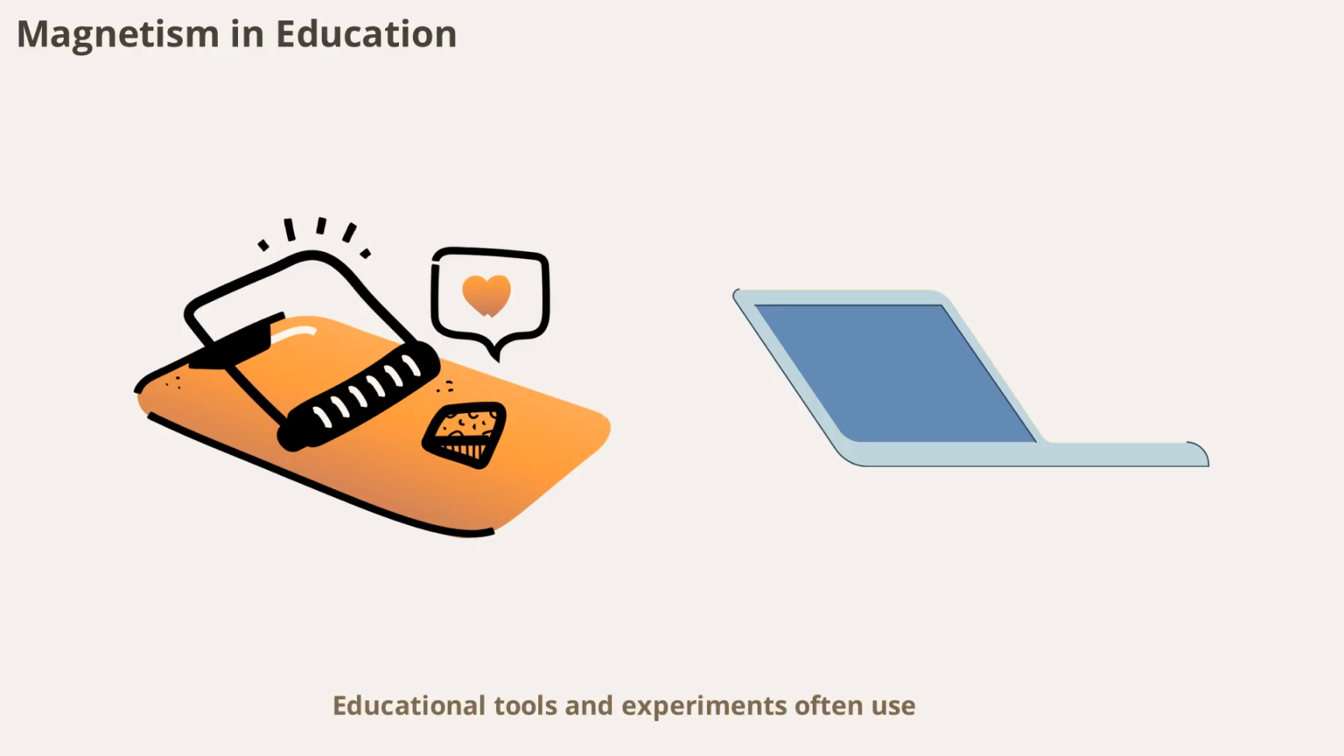Educational tools and experiments often use magnets to teach fundamental concepts in physics. Demonstrations of magnetic fields, forces, and materials help students visualize and understand abstract ideas. Hands-on learning with magnets fosters curiosity and a deeper appreciation for the wonders of science.